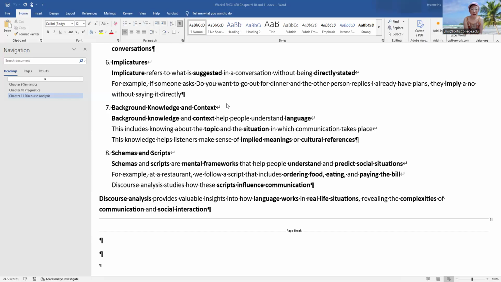And so if the person lacks mental schema, then that person's going to be lost. For instance, in Asian culture, you always go by the group, but the Westerner's mental schema or script in his head is, oh, the individual is what counts. I can do whatever I want, therefore I'm what's important. And so if an individualist goes into a group-like culture, you're going to have a clash because you don't have the mental script in your head, knowledge of context, that it's the group that's important, not you. Okay, so at a restaurant, we follow a script that includes ordering food, eating, and paying the bill.